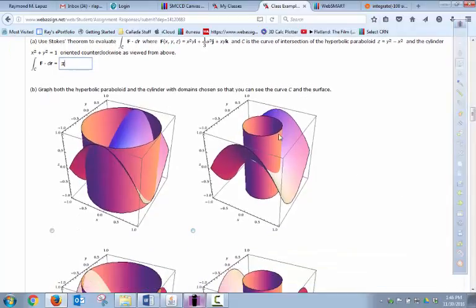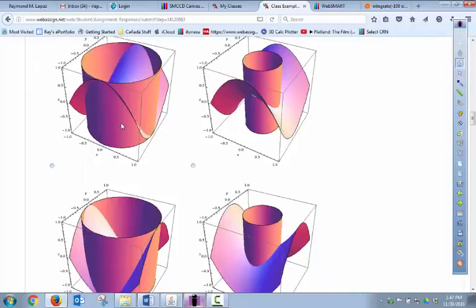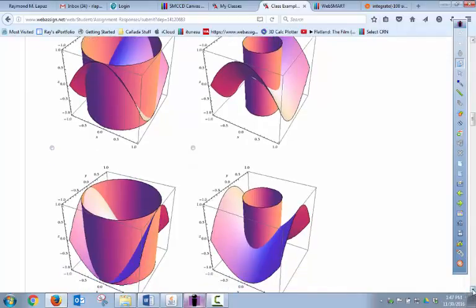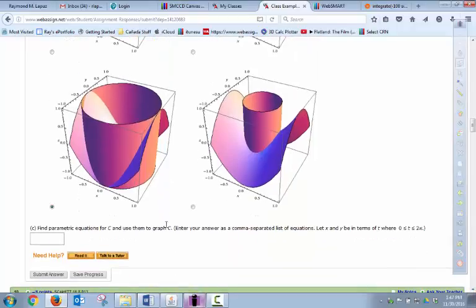So this has a radius 1. So we're looking for a cylinder of radius 1. That would be one of these big ones. And we need the orientation of the paraboloid. I'm just going to guess. Oh, find a parametric equation for C. I'm not going to do that. Let's just see if our first answer is correct.